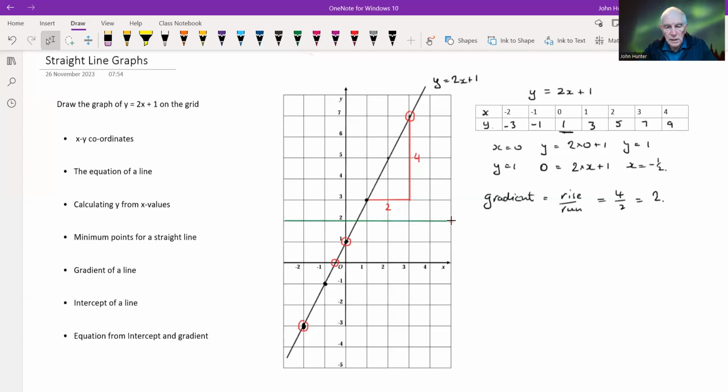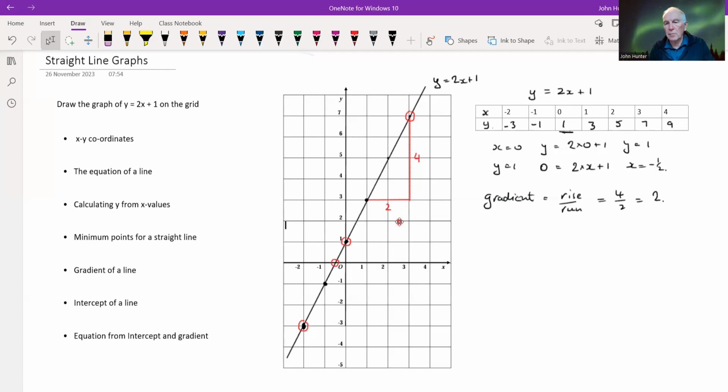And what about this one here? This has got a gradient of 0, hasn't it? It doesn't go up. So the rise is 0 over whatever run we choose to take, so we've got a gradient of 0. Okay, so that's the idea of the gradient. Just clear that out, keep it tidy.